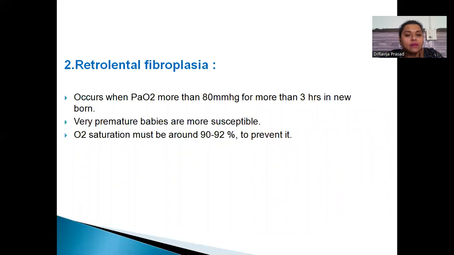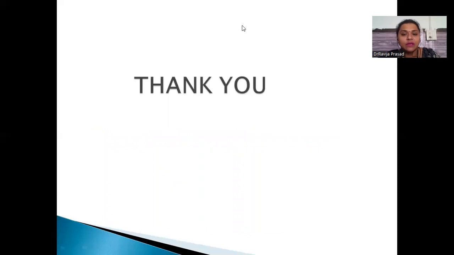Now, retrolental fibroplasia. It occurs when PO2 is more than 80 mmHg for more than 3 hours in a newborn. Very premature babies are more susceptible. O2 saturation must be around 90 to 92% to prevent it. This is the basic course, which we actually know about: what we mean by oxygen therapy, and the manners by which we can give oxygen supply to the patient in the intensive care unit, or to patients who are not able to take proper respiration and inspiration.